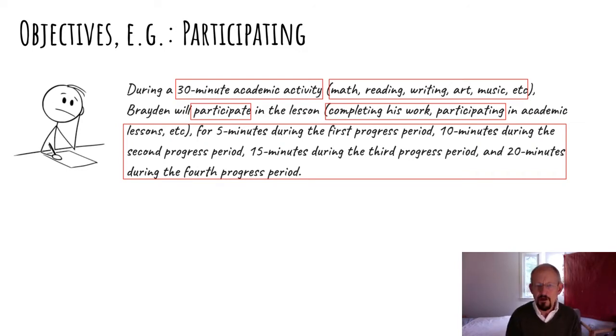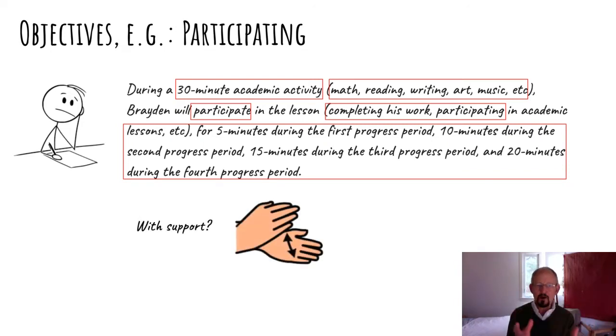Okay. Another piece which is left unspecified is whether or not the participation piece is with or without support. So is this Braden participating during academic activities with no support, meaning independently, or is he being potentially prompted or redirected back to the activity? If so, we need to specify within our objective that there is some level of support that is required for the particular benchmark that we're setting. Okay.